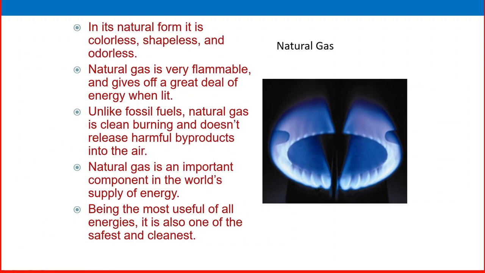In its natural form, natural gas is colorless, shapeless and odorless. It is very flammable and gives off a great deal of energy when burning. So we use it in our house for cooking and general heating purposes. Unlike fossil fuel, natural gas is clean burning and doesn't release harmful byproducts into the air. The most efficient, least pollution-creating natural gas is C1. Why? Because the number of carbon atoms is 1. Natural gas is an important component in the supply of energy. Being the most useful of all energies, it is also one of the safest and cleanest.